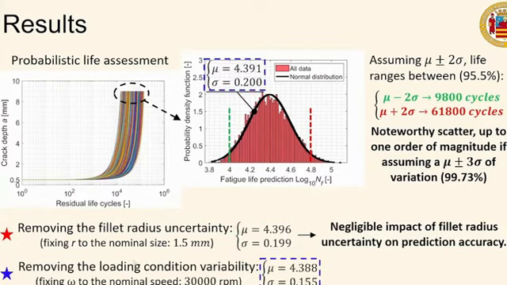We did the same with the loading condition variability. We fixed the rotational speed at 30,000 RPM, and we realized that this plays a relevant role on the life prediction accuracy. So to obtain a final ranking, material scattering turned out to be the most important contributor. Loading condition definition represents the second most important contribution, whereas the geometrical tolerances played a mostly null role.